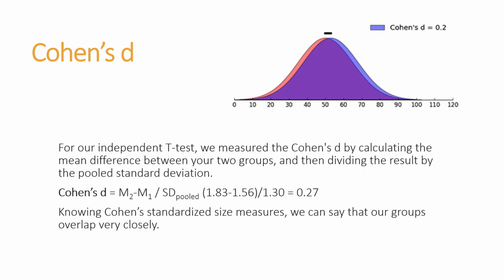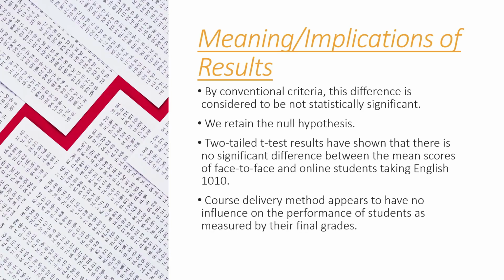is not significant. And right here you can see in the Cohen's d graph that our 2 bell curves are very close to one another. They overlap significantly. So since our groups overlap, we can also state there is no significant difference between the 2 modalities. By conventional criteria, this difference is considered to be not statistically significant. We are going to retain our null hypothesis.